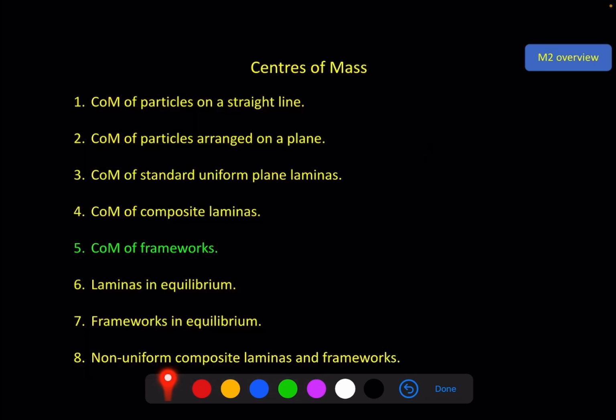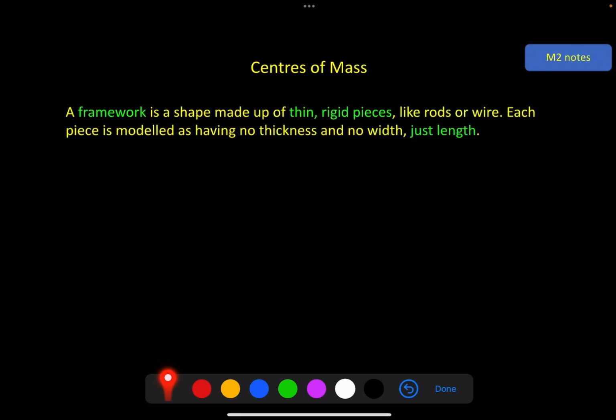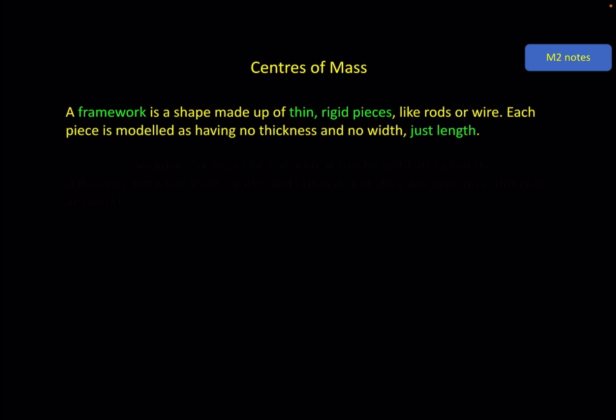In this video, we're going to do something slightly different and consider frameworks. A lot of the process is going to be the same, but we need to know what a framework is before we go much further. So a framework is a shape made up of thin, rigid pieces like rods or wire, and each piece is modeled as having no thickness and no width, just length.